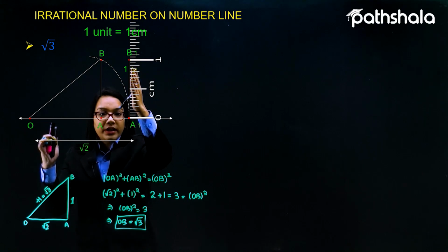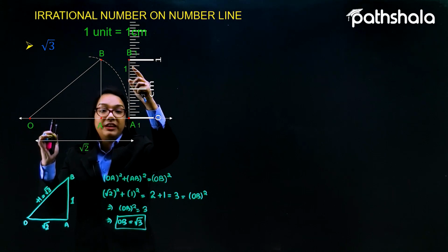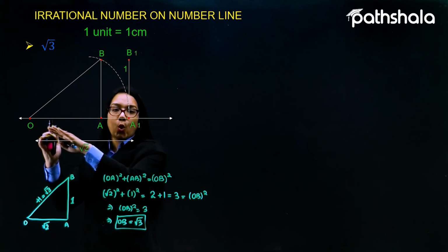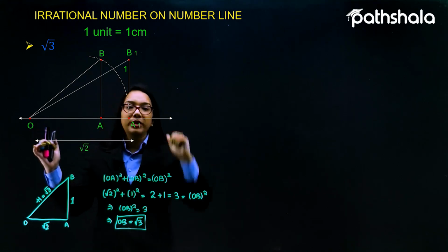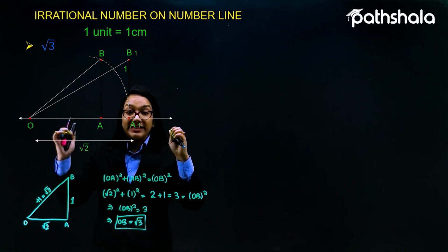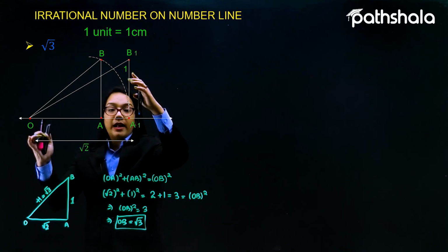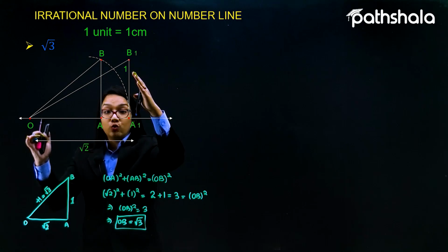So this is 1 unit, and let us suppose I am calling it B1. Again, using the same concept, I am joining OB1. So this is my desired triangle, that is OA1B1, and obviously OB1 is nothing but root 3.